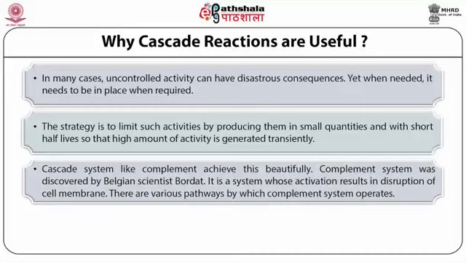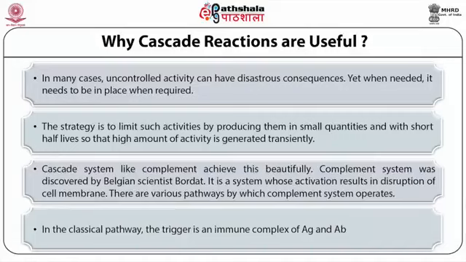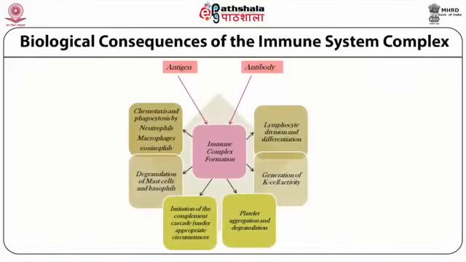Complement system was discovered by the Belgian scientist Bordet. It is a system whose activation results in disruption of cell membrane. There are various pathways by which complement system operates. In the classical pathway, the trigger is an immune complex of antigen and antibody. The properties of antibody molecules complexed with antigen molecules are very different from free antibody molecules.